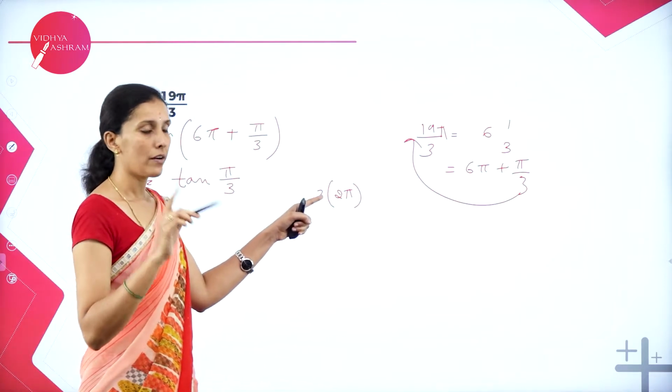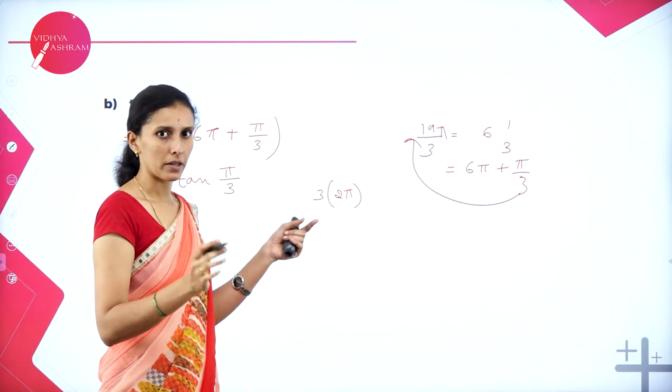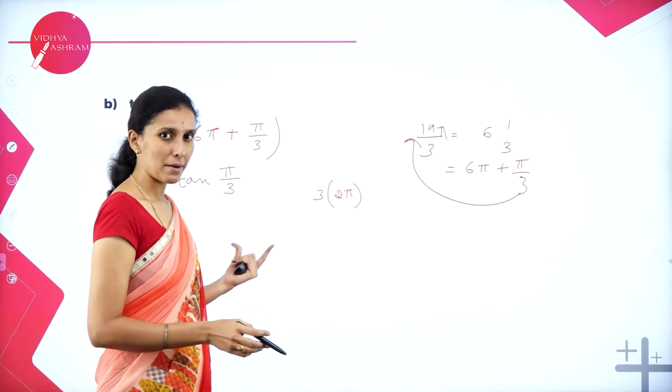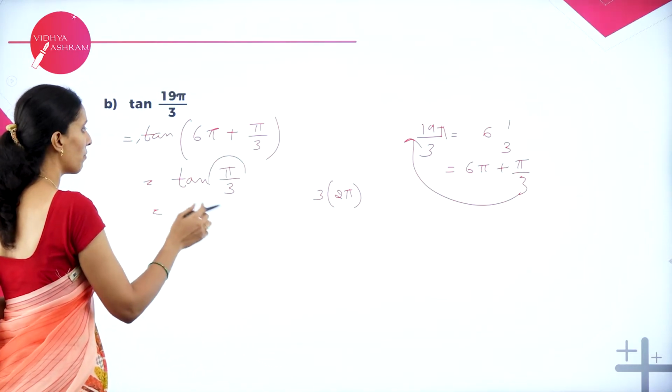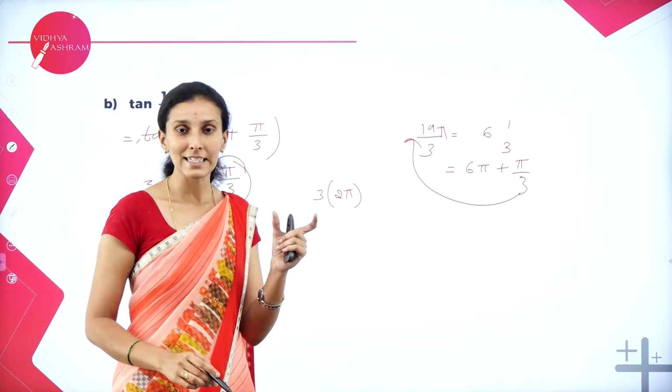2 pi means 1 revolution, 3 into 2 pi means 3 revolutions. So after 1 revolution, the value will repeat. Therefore, whatever angle you add, the value is the same. It is the same as tan pi by 3 only. So what is the value of pi by 3? Pi by 3 is nothing but 60 degree. What is the value of tan 60?